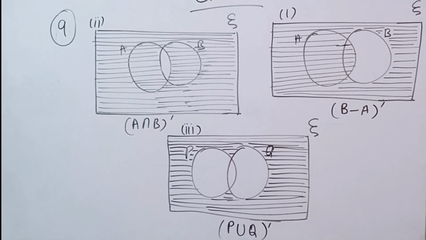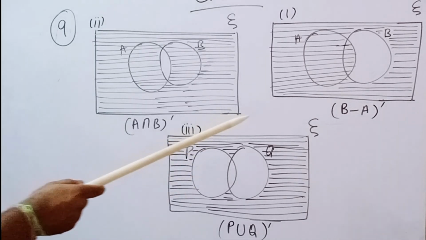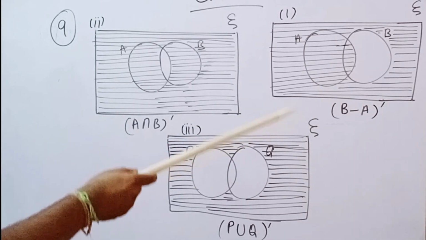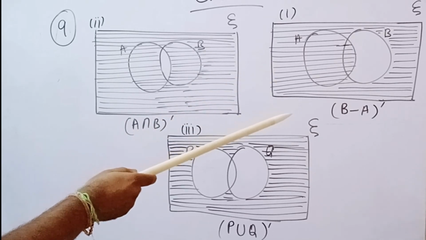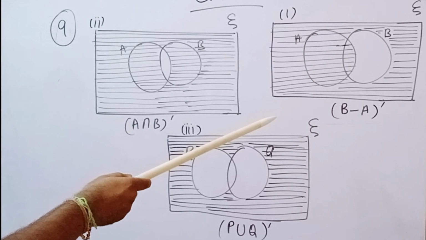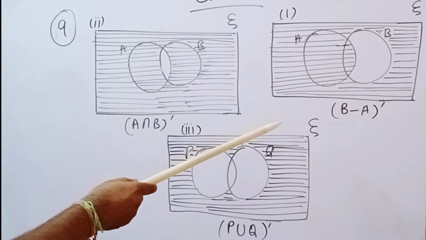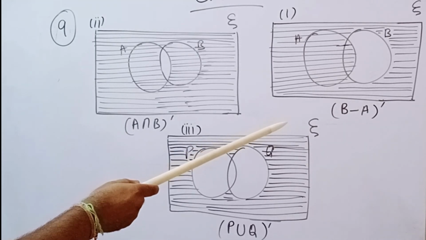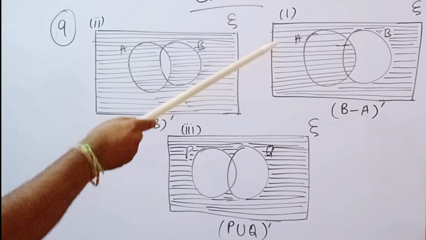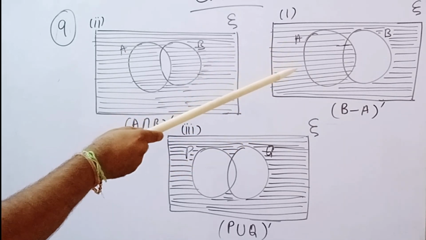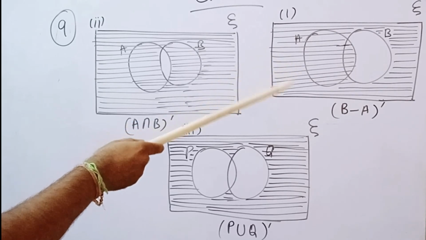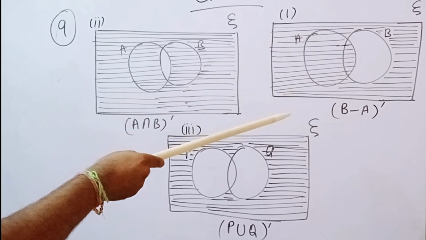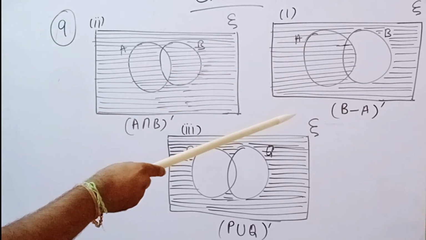Children, I am taking question number 9, in which we have to draw the Venn diagrams. First we have to draw B minus A complement. Here are the two sets, A and B, and we have to draw B minus A complement. That means we have to find B minus A first. B minus A is the elements that are in B but not in A. The blank space is B minus A, and the complement of this we have to shade, meaning the rest part of B minus A is the complement of B minus A. So here the shaded part is B minus A complement.